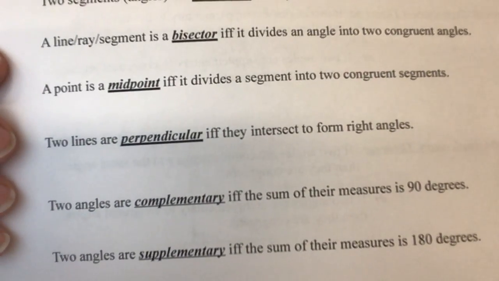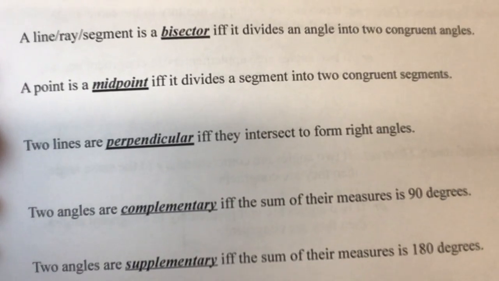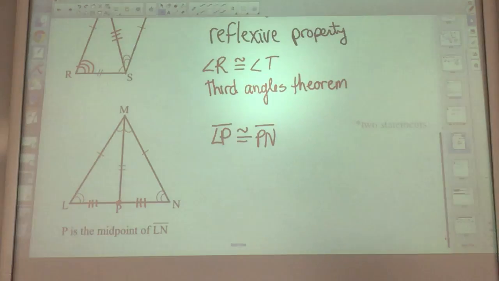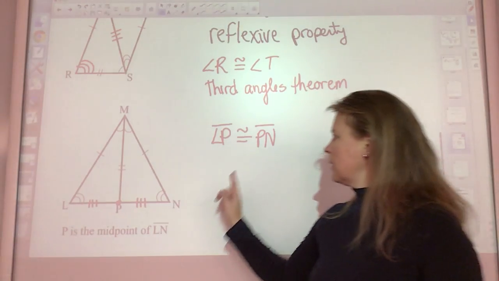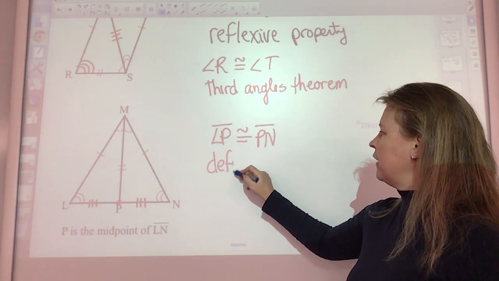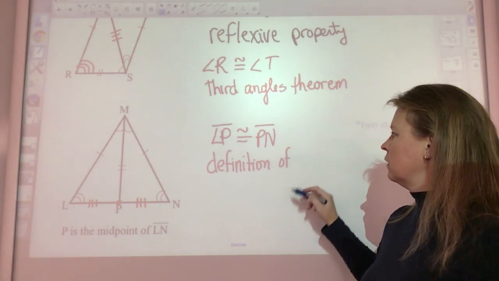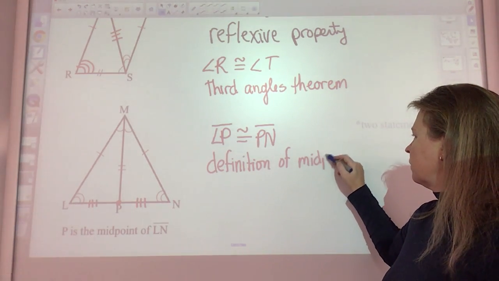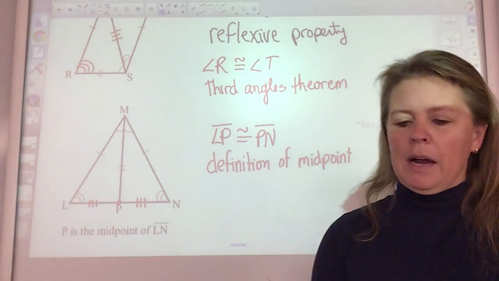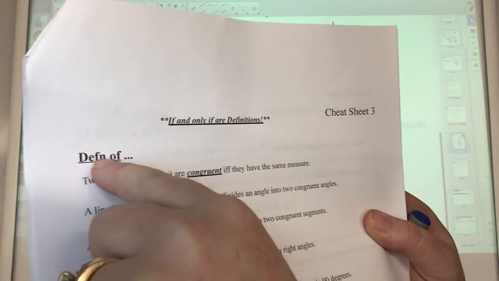A point is a midpoint if and only if it divides a segment into two congruent segments. Or we could make it an if-then statement. If a point is a midpoint, then it divides it into two congruent segments. And you are going to write it as the definition of midpoint. Definition of midpoint. I did abbreviate definition right here on some of these cheat sheets, but then it doesn't let you do that when we use technology.